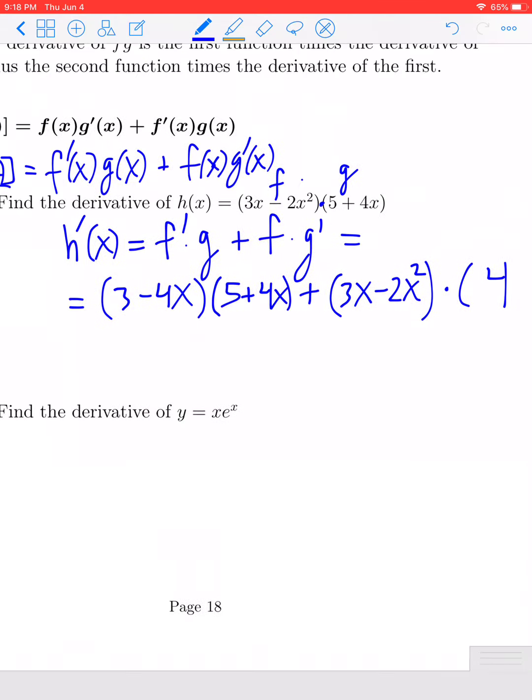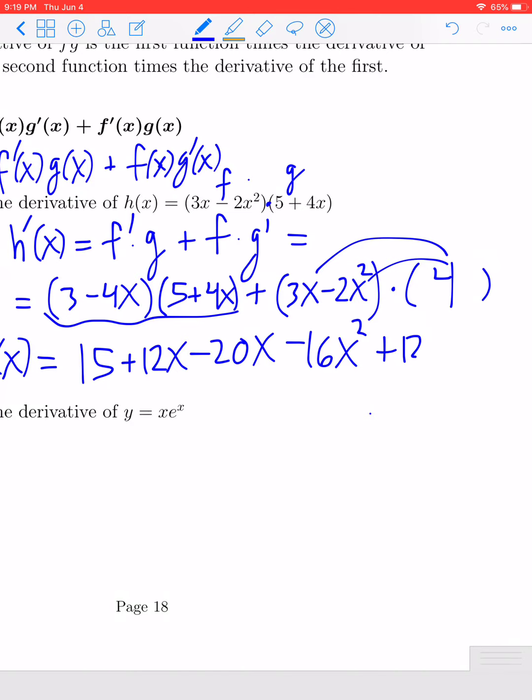So this is what we end up with. This is going to be our derivative. From here, we should just go through and simplify it. Here's a binomial times a binomial, so we can FOIL that out. We have 15 plus 12x minus 20x minus 16x squared. For the second term, I can distribute the 4 in. That'll give us a plus 12x minus 8x squared.